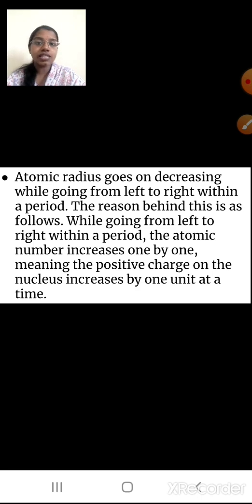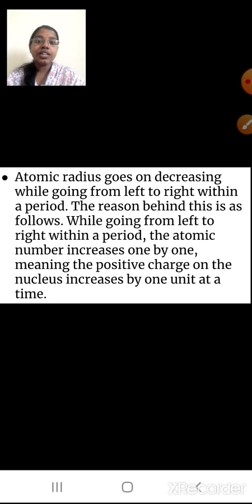Yes, atomic number is increasing one by one, meaning positive charge on the nucleus increases by 1 unit at a time. Now see, hydrogen 1, helium 2. Like this, what is happening in a period? 1 electron is increasing. So hydrogen has 1 atomic number, but when you see for the helium, it is 2 atomic number, right? So 1 electron is added up in the helium. So what is happening? Nuclear charge is increasing by 1 unit at a time. Okay, so nuclear charge in helium has increased by 1 unit.